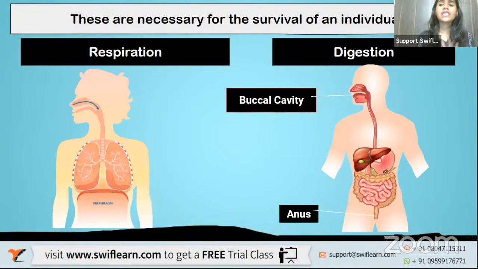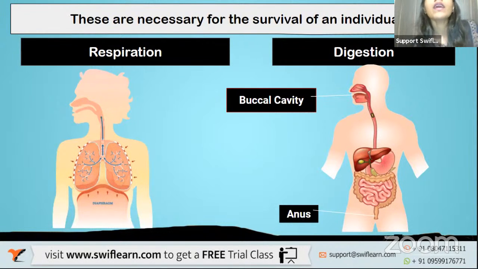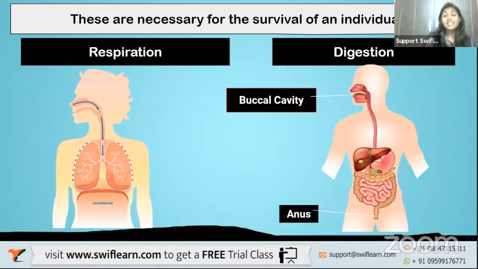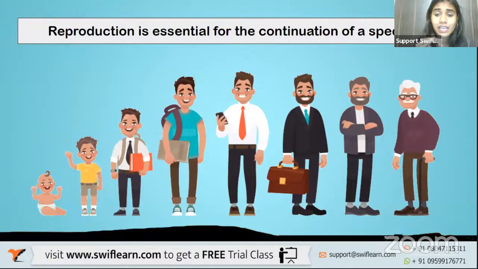Now, reproduction is very necessary for survival also. We know that there are different life processes which are very necessary for our survival, like respiration, digestion, and excretion. All these processes are very essential for our survival. Similarly, reproduction is very essential for the continuation of species. If one fine day all the humans decide not to reproduce further, that will be the end of our species. If all the lions decide not to reproduce further, that is the end of the species of lions. There'll be no more lions in the world. That is why reproduction is very essential for the continuation of a species.